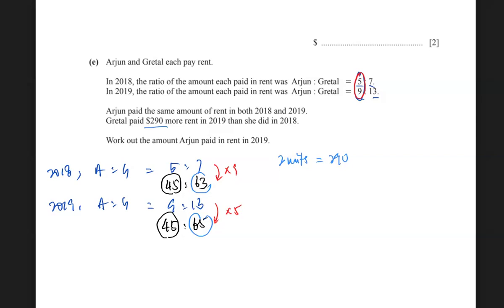Okay, so I want to figure out how much Arjun paid. I need to find 45 units. So what I'm going to do here is just divide by 2. Same thing as the previous question, times 45. Okay, 6,525.